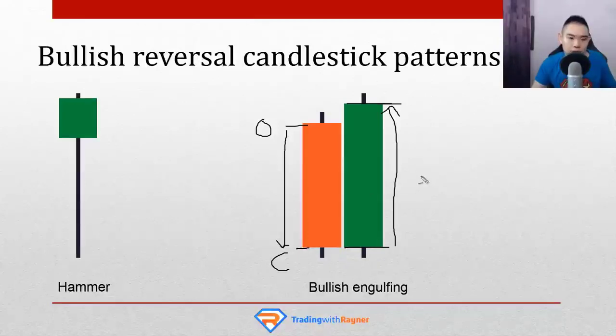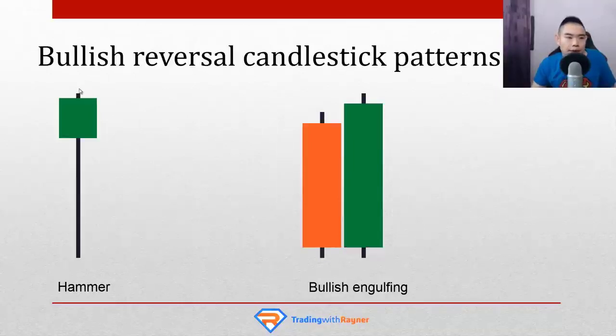So in this case, the bullish engulfing pattern, similar to the hammer, sellers were in control at first, then they got overwhelmed by the buyers, and they pretty much won the war temporarily. So this is what we call bullish reversal candlestick patterns. Hammer and bullish engulfing patterns are useful ones to know.